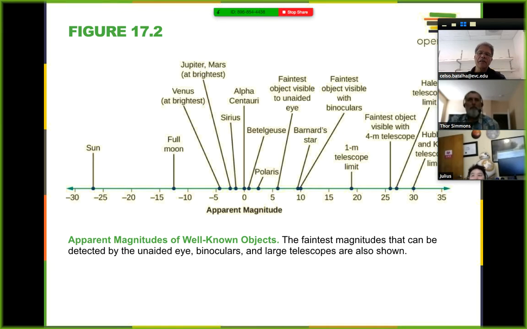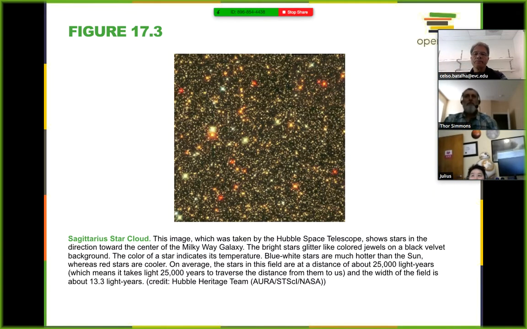Whereas Sirius and these bright stars have a negative magnitude, as you can see in there. The full moon is quite a bright object, with a magnitude of negative 13 or so, negative 14. And the Hubble can see up to magnitude 30. This is so faint that you require a telescope, a space telescope.